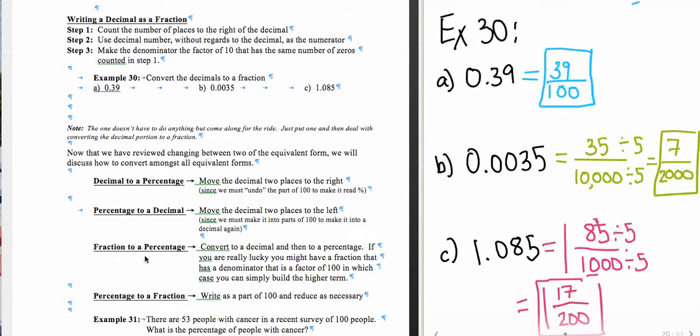And then a fraction to a percentage, we're going to read it as parts of 100 and then reduce it. And for a fraction to a percentage, we can change it to a decimal and then change it to a percentage, and then percentage to fractions, parts of 100, and reduce as necessary.